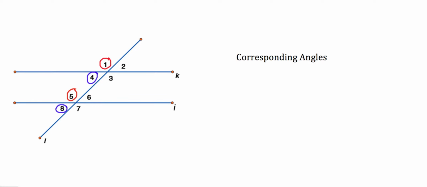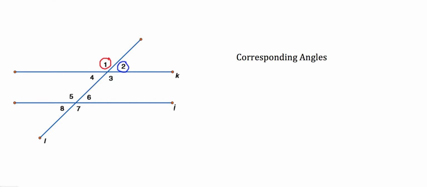Now, based upon this pattern, do you see 2 more pairs? I do. Well, I'll start you off. Angle 2. And what would go with angle 2? Yes, thank you. Angle 6. Angles 2 and 6 are corresponding angles, leaving angles 3 and angle 7. So those are our corresponding angles.